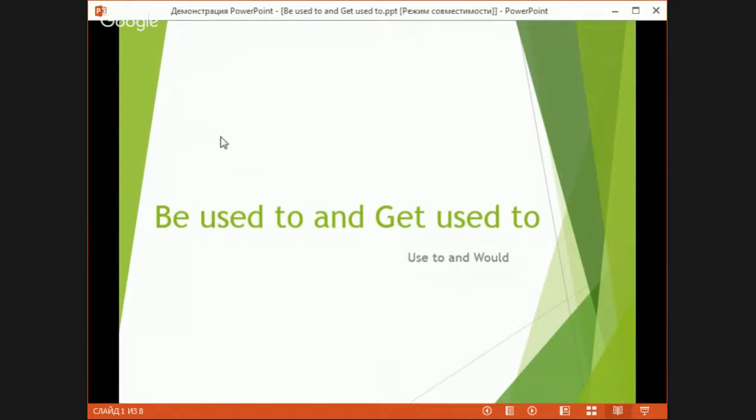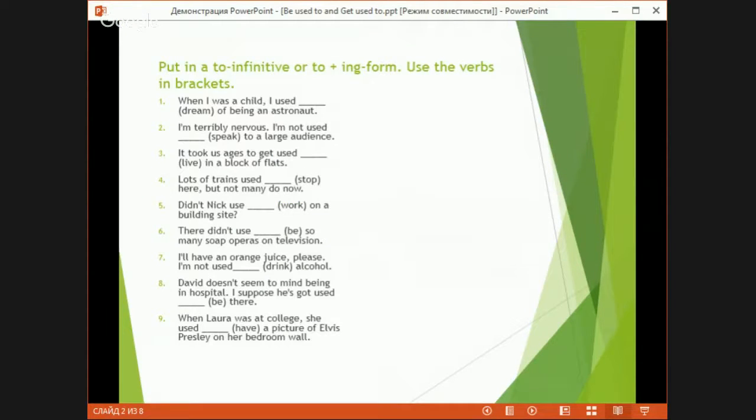So you can see the title is be used to and get used to, and also sometimes you will have to use used to and would. The first thing you need to do here, I hope you can see all right, you have some sentences, and in these sentences you need to use infinitive to or ing ending. It's very easy. You have just to understand what it is. Is it just used to about past habits, or is it be used to and get used to, after which we have to use gerund? Go ahead, you have a few minutes to think.